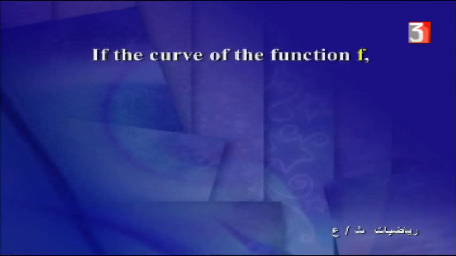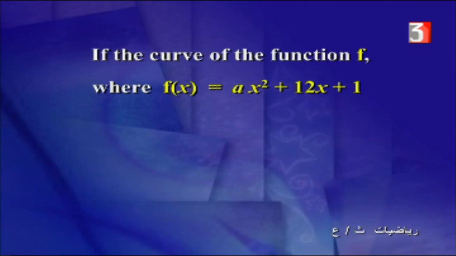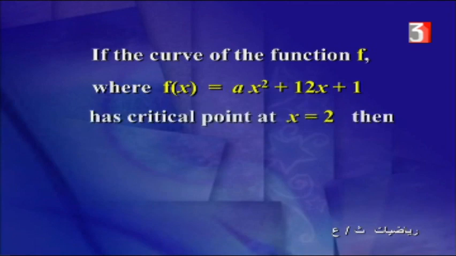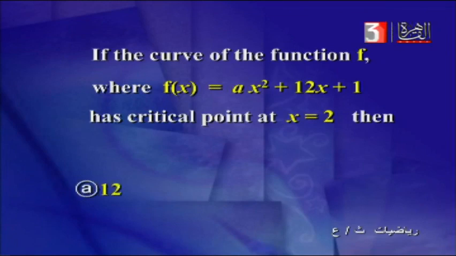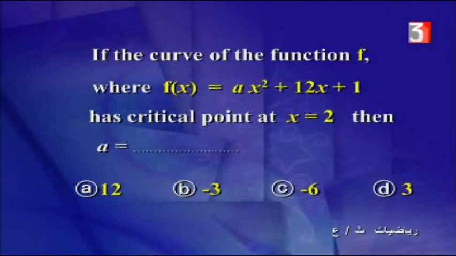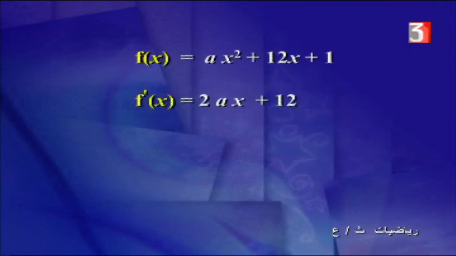Now, if the curve of the function f, where f of x equals ax power 2 plus 12x plus 1, has a critical point at x equal 2, then a equals 12, or a equals negative 3, or a equals negative 6, or a equals 3. The curve of the function f of x equals ax power 2 plus 12x plus 1 has a critical point at x equal 2. The first step, we find the first derivative of this function.